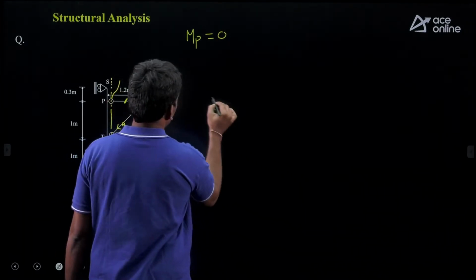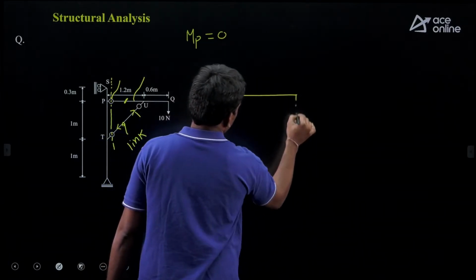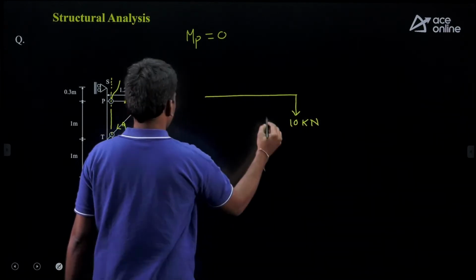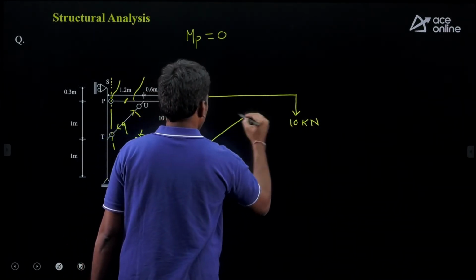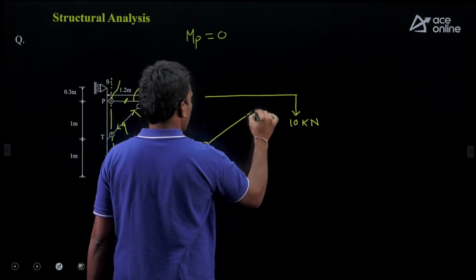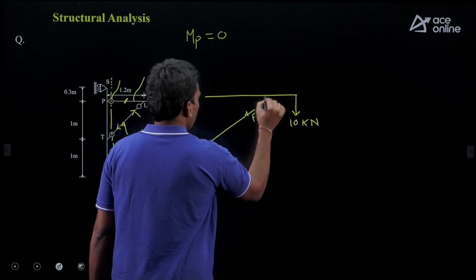We'll draw the free body diagram of the right part of the structure. So this is 10 kilonewton. This is the strut, and a strut is a compression member. I am marking the forces here as compression. Okay, right.